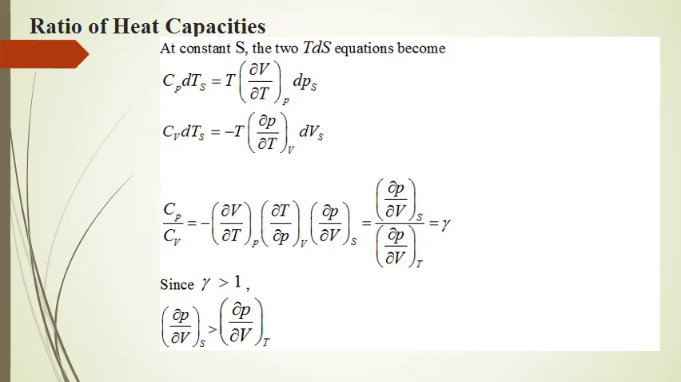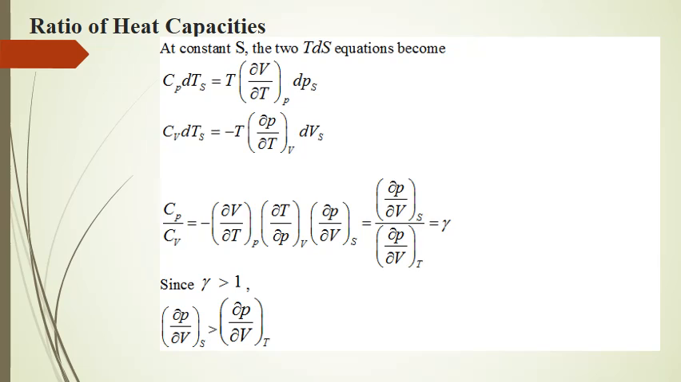Now dividing the first expression by the second expression, we get Cp upon Cv is equal to minus del V upon del T when pressure is constant into del T upon del P when volume is constant into del P upon del V when entropy is constant, which is written as del P upon del V when entropy is constant upon del P upon del V when temperature is constant, by using the result of theorem third, and that has been written as gamma. Why?